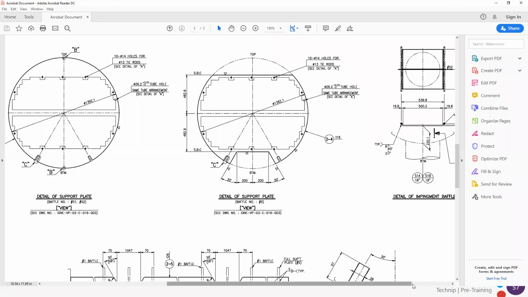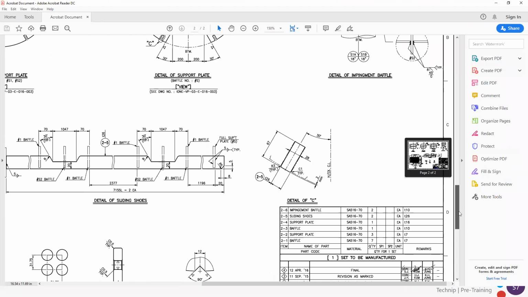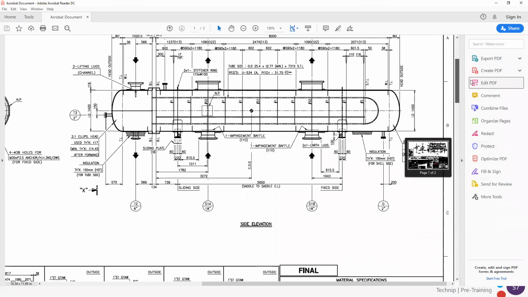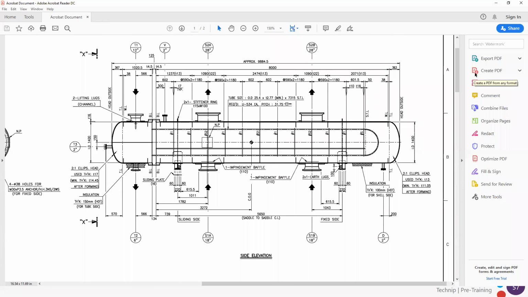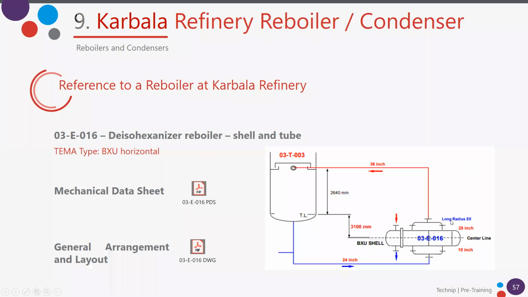And this is a detail of the impingement baffle, a square impingement baffle. Sometimes they can also be rounded, but usually they are squared. And that would be all for the thermosiphon reboiler. If someone has any question regarding the thermosiphon reboiler, please just let me know.